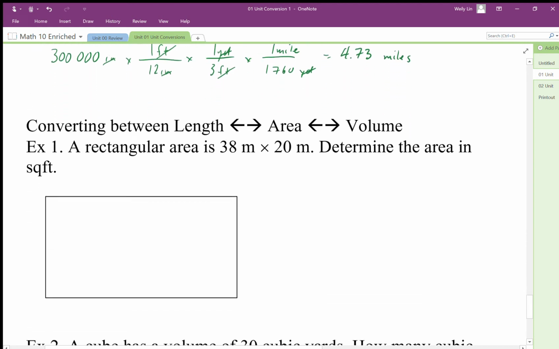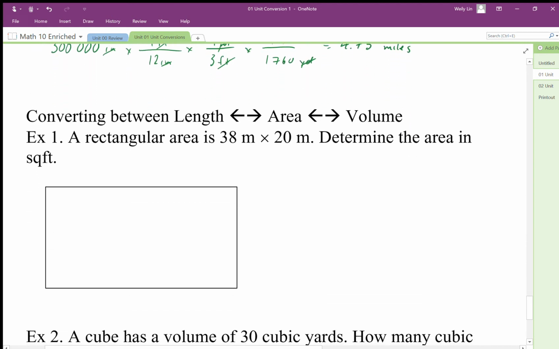Okay, so what about when we talk about changing length, area, and volume? Length, area, and volume are different things. We have to be careful when we're doing this. When we have 38 meters by 20 meters, okay, so we have 38 meters across here and 20 meters across here. Now we could do this two ways. We can either convert all the meters to feet first and then calculate the square feet, and that's what I'm going to do first. Okay, so I'm going to convert my meters to feet.